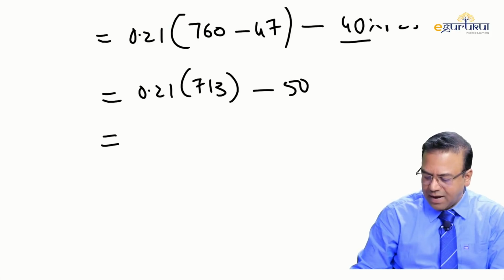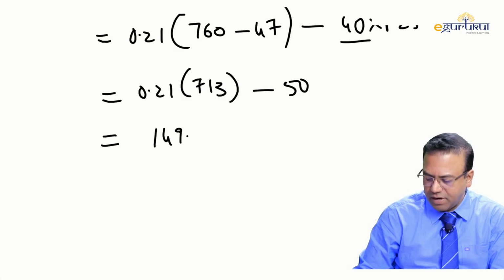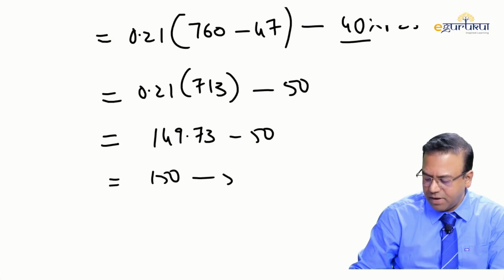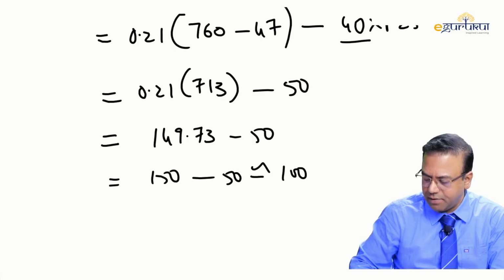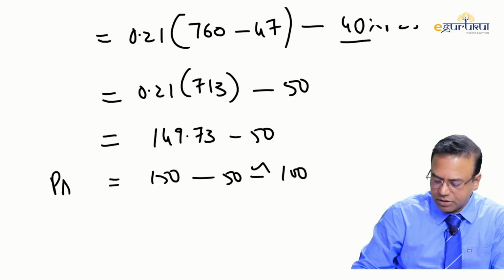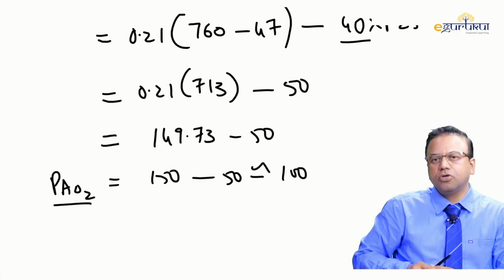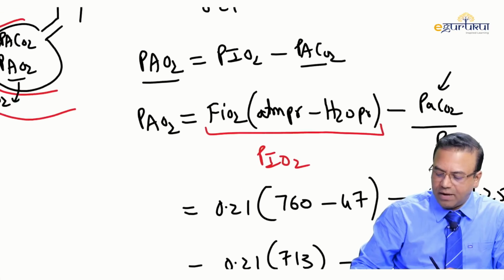If you do this calculation, this is basically 149.73 minus 50, and we roughly round this up to 150. So 150 minus 50, approximately what you're going to get, the partial pressure of alveolar oxygen is around 100. This is the partial pressure of alveolar oxygen at rest. So you notice how we got this. Let me go back to the concept once again.